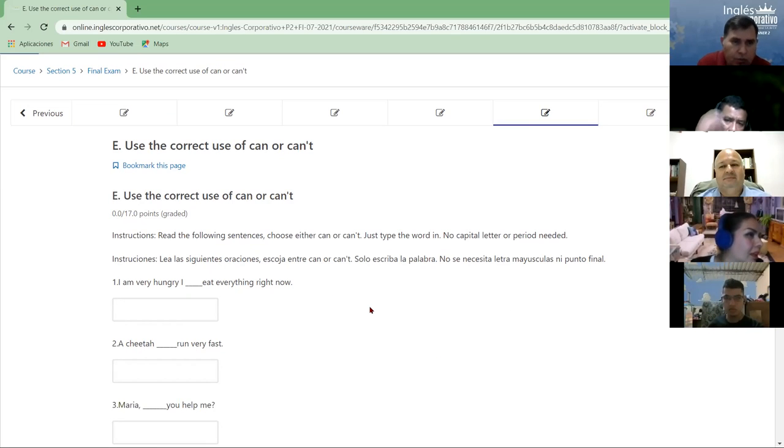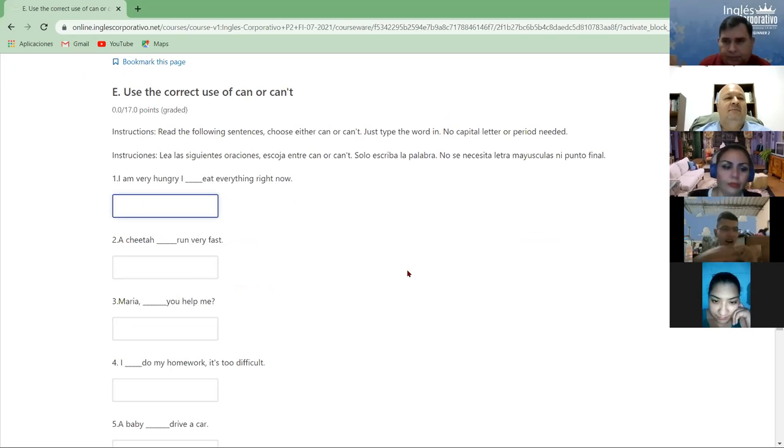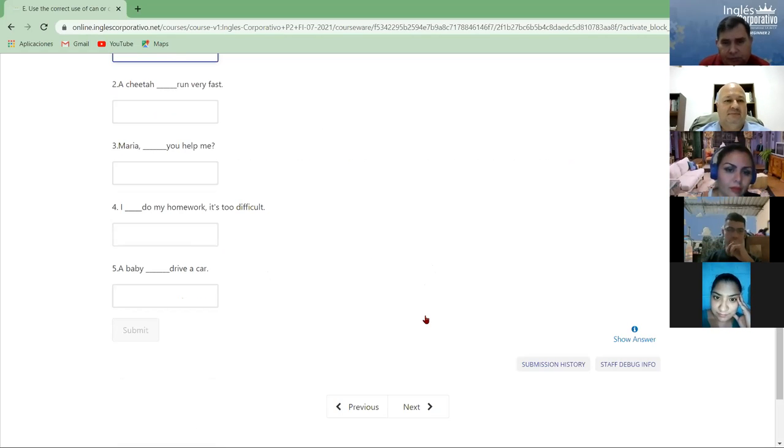Now, instructions. Read the following sentences. Choose either can or can't. Just type the word in. No capital letter or period is necessary. Okay, so here what you're going to write? I can. I'm hungry. I can eat everything right now. He wants to say I can eat anything. Cualquier cosa. I can eat anything right now. But it's okay, I can eat everything right now. What about in number two? A cheetah can run very fast. So you complete with the others.